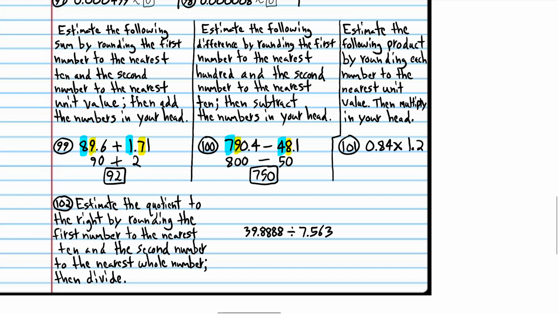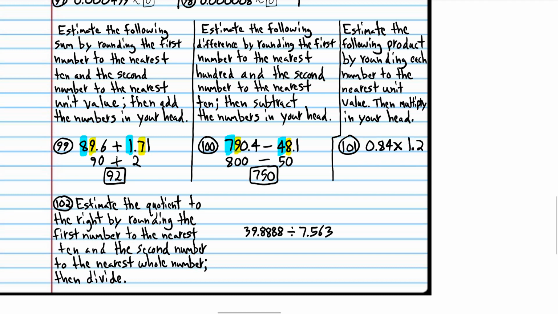All right, so estimate the following product. That's the number we get. So this is the sum, this is the difference. The product is what you get after you multiply. So it says estimate the following product by rounding each number to the nearest unit value, then multiply in your head. So we're rounding to the nearest unit value on both of these. That means this place and this place.